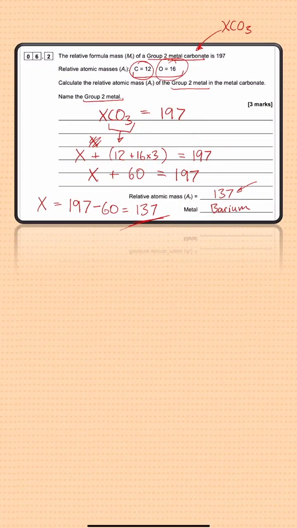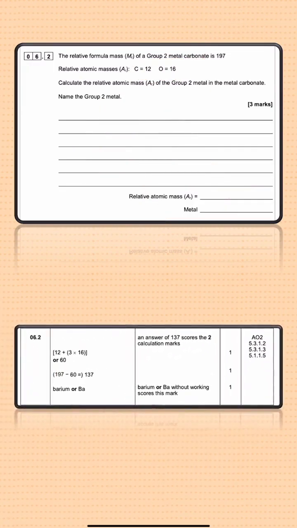All right. So let's just quickly look at what the mark scheme says. To get 3 marks, what do you have to do? So yes, we did this bit correctly. So we get 1 mark there. We worked out the 60. Then you minus the 60 from the 197 to give you 137. And then identify it's barium and you get 3 full marks.